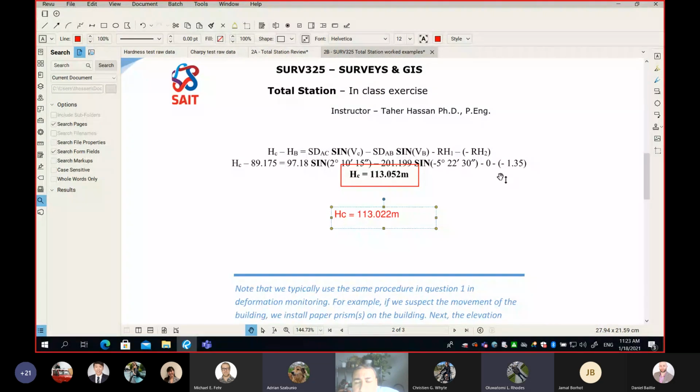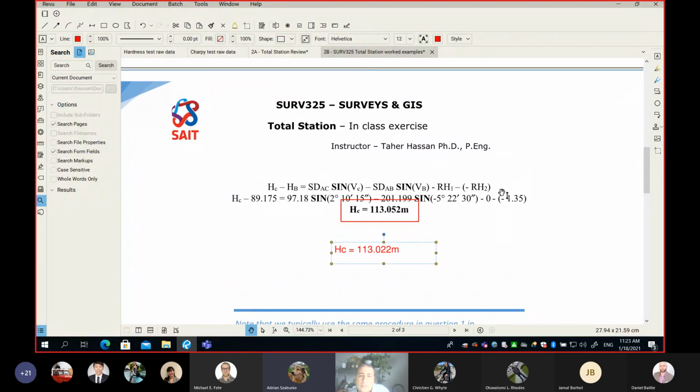Sorry, I'm getting a different HC than 113. I'm getting 110.35. So probably you haven't done the math right. I can tell you your slope distance is incorrect in your second line equation. There you have 97.18, and I think it's supposed to be 97.158.